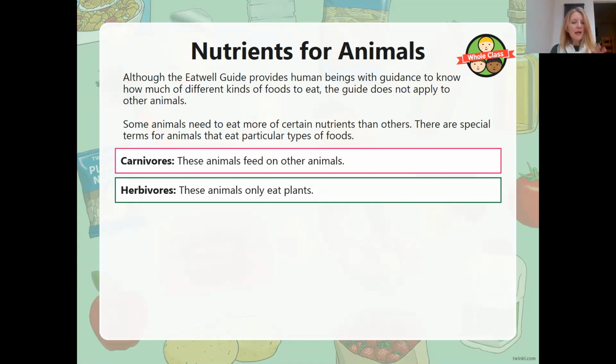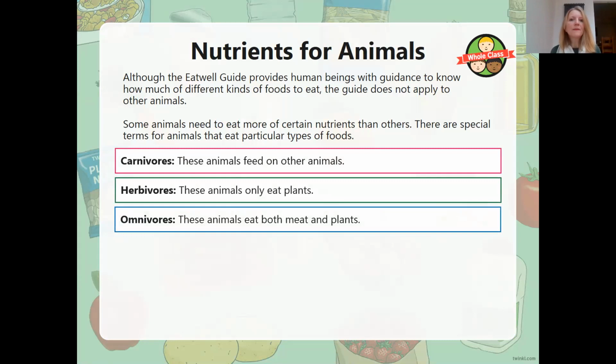And then finally, there's a group of animals which eat both plants and other animals, and these are called omnivores. So these animals eat both meat and plants. Can you think of any animals that could go into that group?